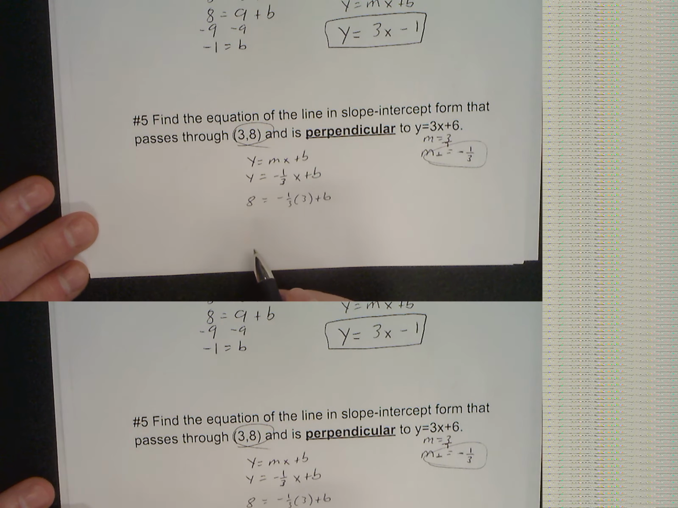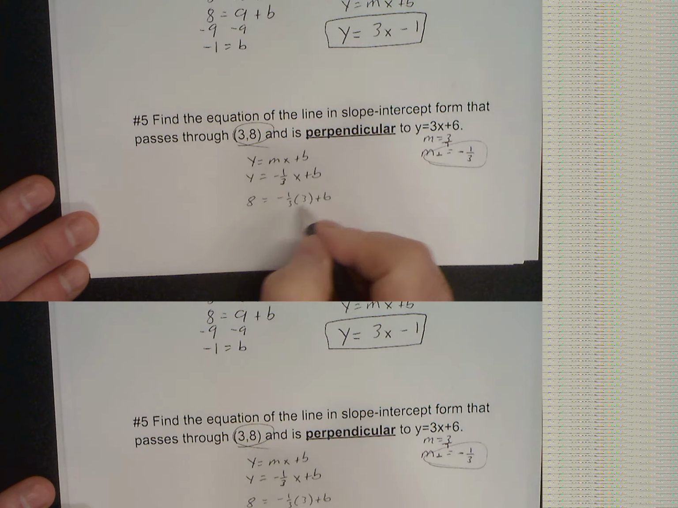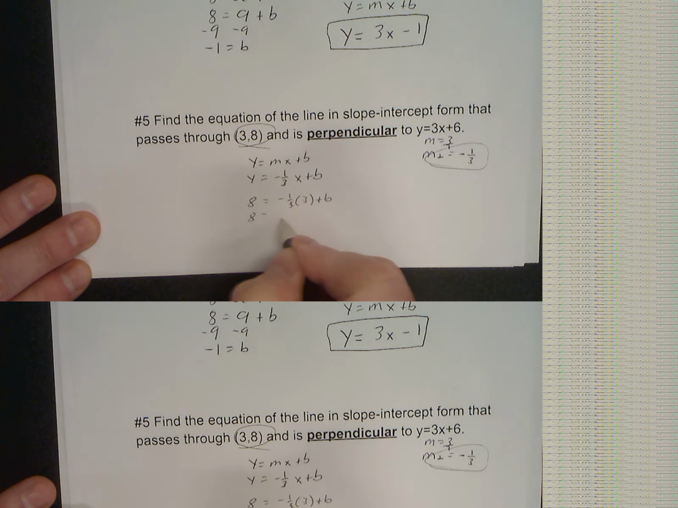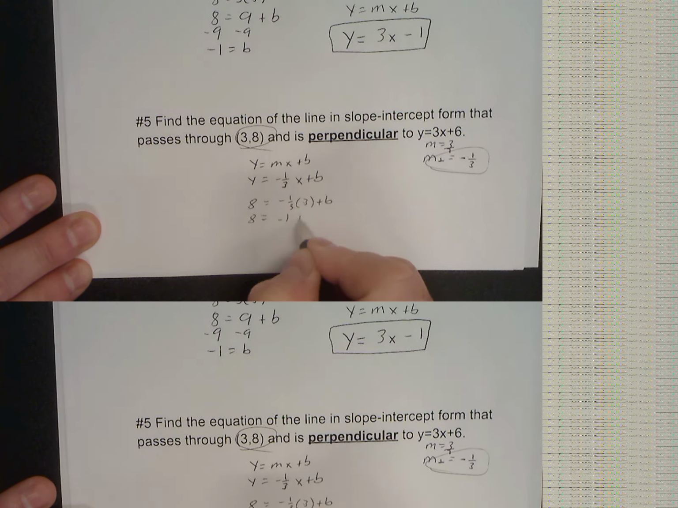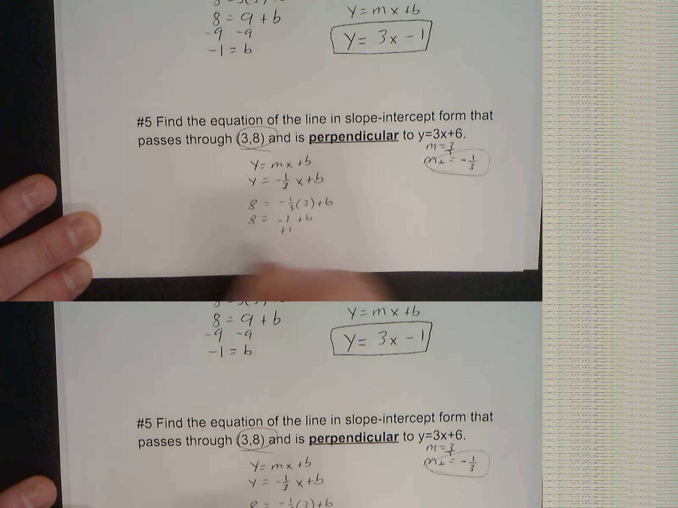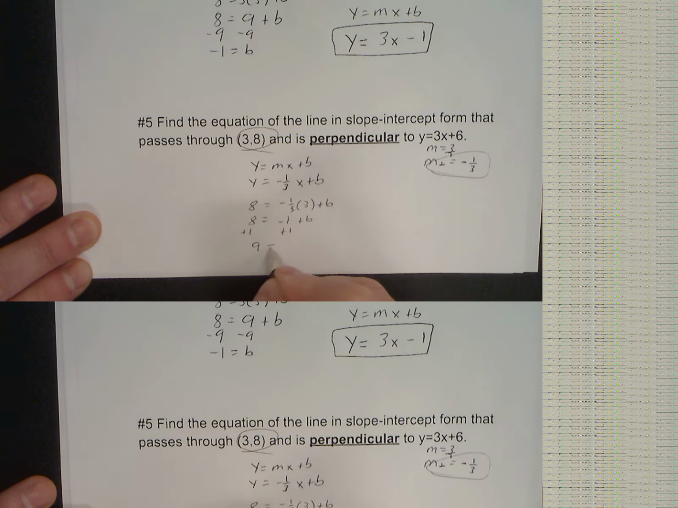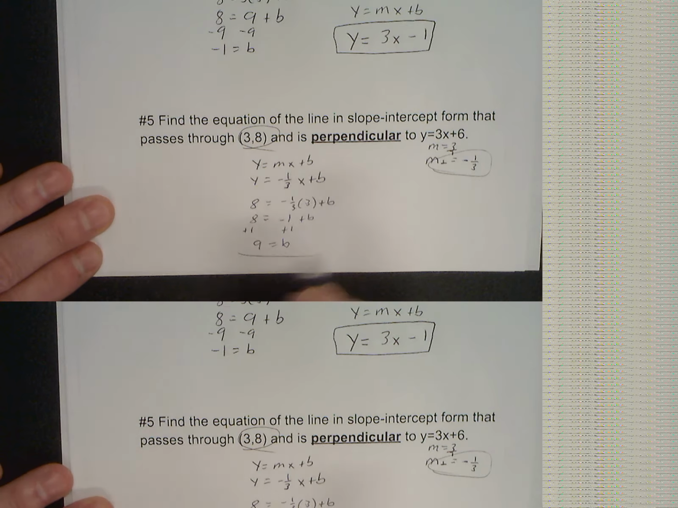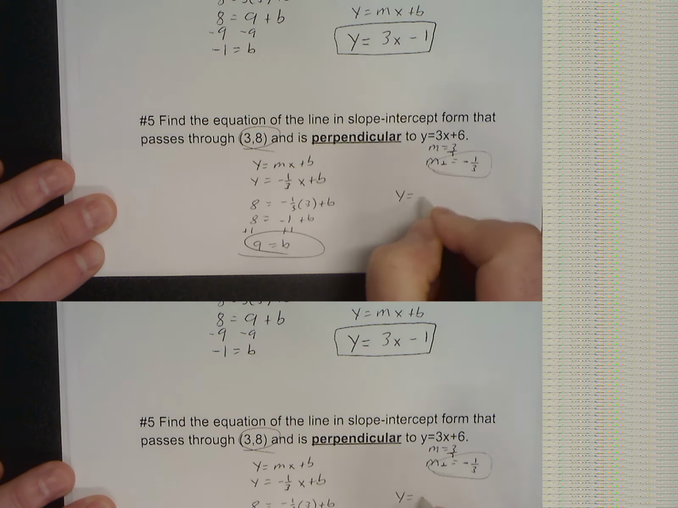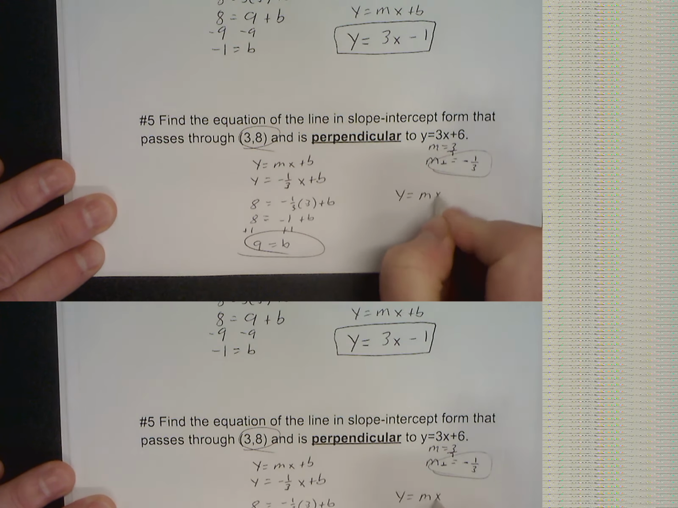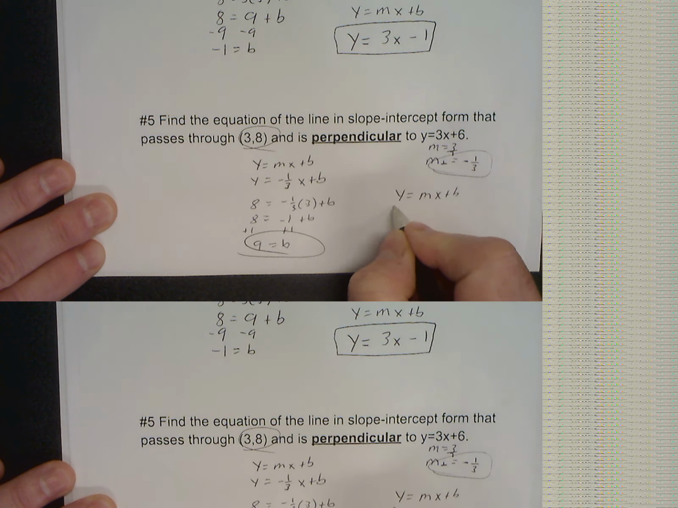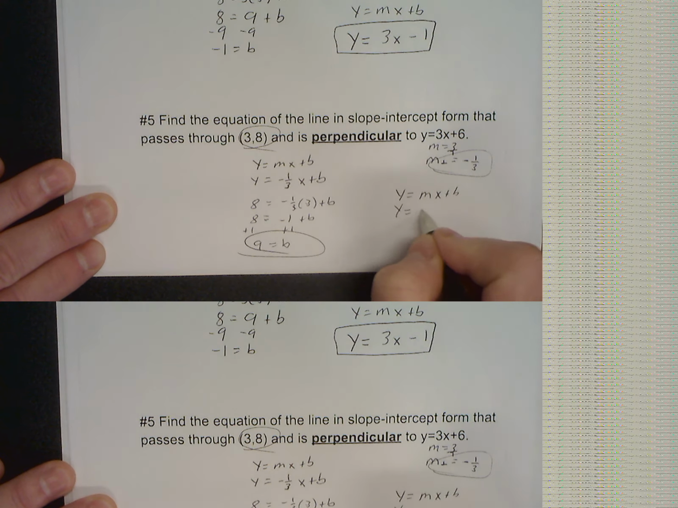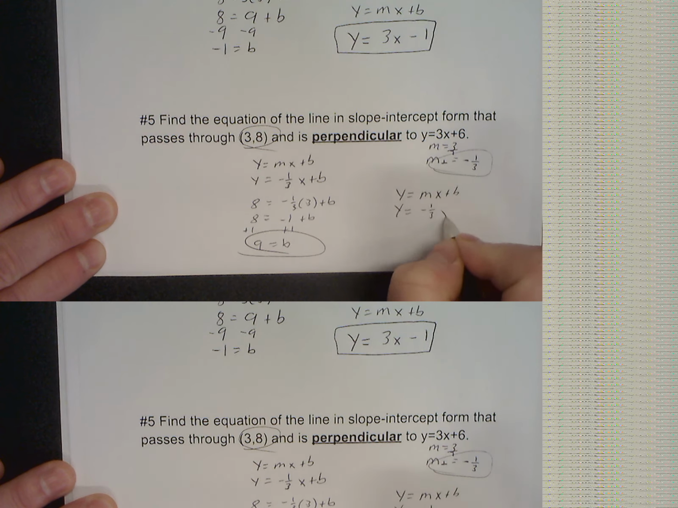What's 1/3 of 3? Think about it. What is 1/3 of 3? It's just 1, right? The 3s cancel. There's a negative there, so it's negative 1 plus b. Add 1 to both sides. 9 is equal to b. I now have this. I have my slope. Plug it into this, y equals mx plus b. So I get y equals, m was negative 1/3 x, and my b was 9.